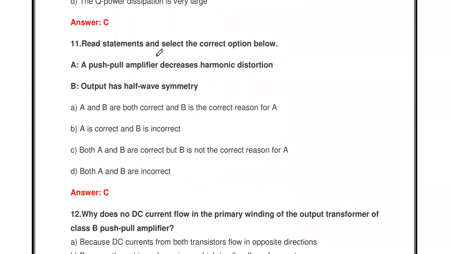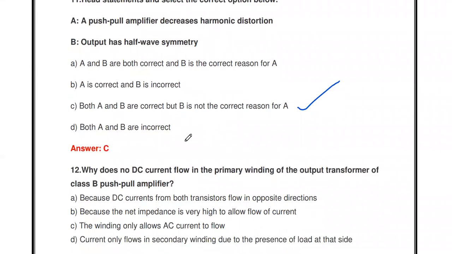Then the next question, read the statement and select the correct option. A: A push-pull amplifier decreases harmonic distortion. B: Output has half-wave symmetry. Which statement is that? A and B are correct, and B is a correct reason for A. A is correct, B is incorrect. Both A and B are correct, but B is not the correct reason for A. So C is the correct option. That is, both statements A and B are correct, but B, the output has half-wave symmetry, is not the reason for A. Okay, so C is the option.